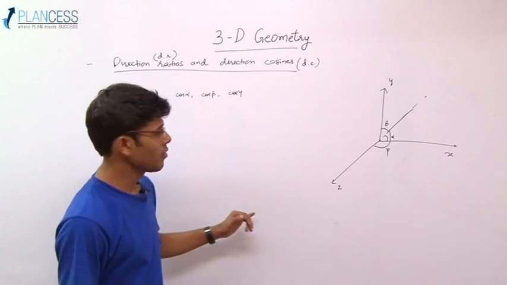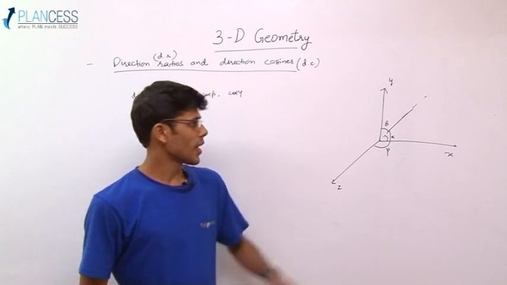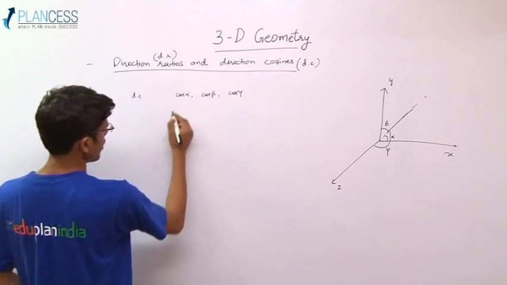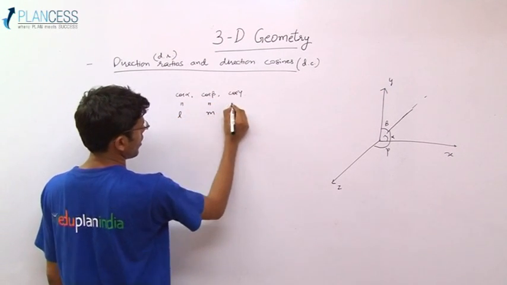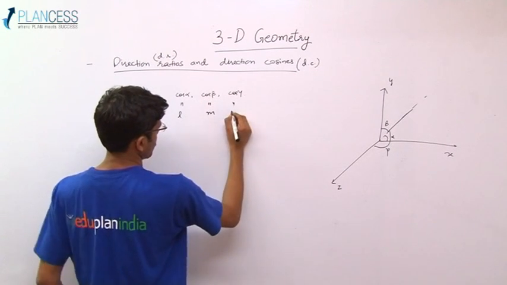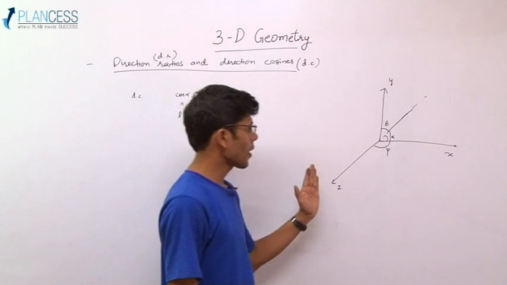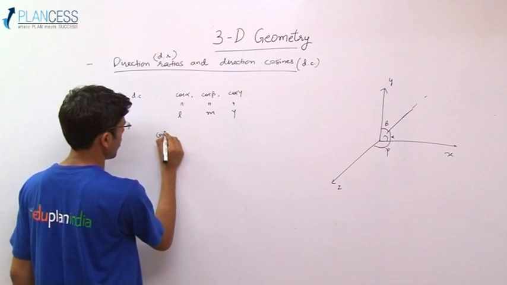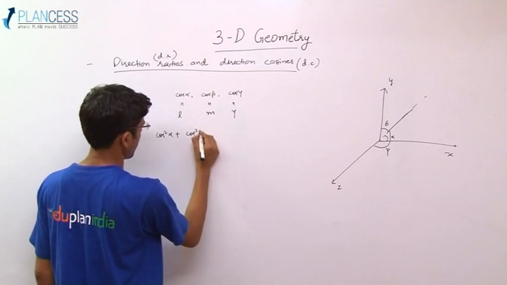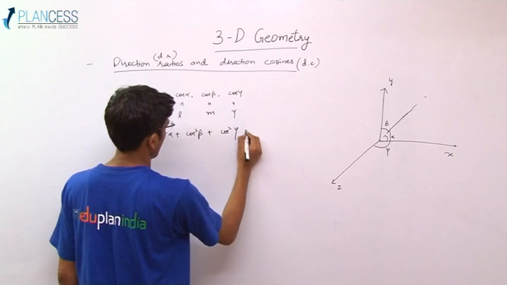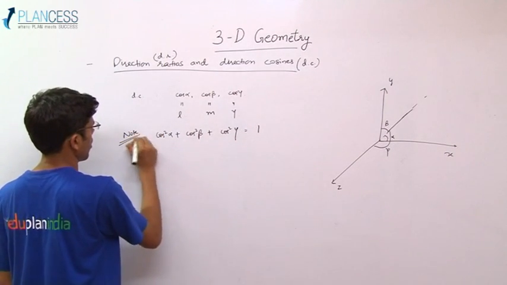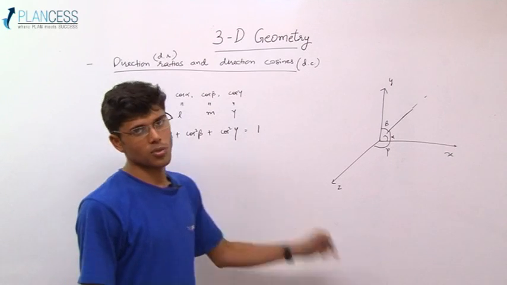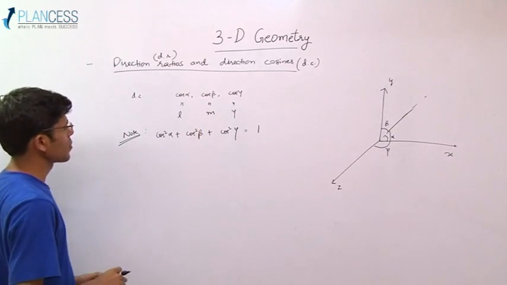So I once again repeat that if a particular line makes angles alpha, beta and gamma with the positive directions of x, y and z axes respectively, then the direction cosines of that line are cos alpha, cos beta and cos gamma. We usually represent direction cosines by l, m, n, where l represents cos alpha, m is cos beta and n is cos gamma. So direction cosines basically represent the direction of a particular line, and cos square alpha plus cos square beta plus cos square gamma is 1, which is a very important property of direction cosines and should be noted. Okay, so this is about direction cosines.